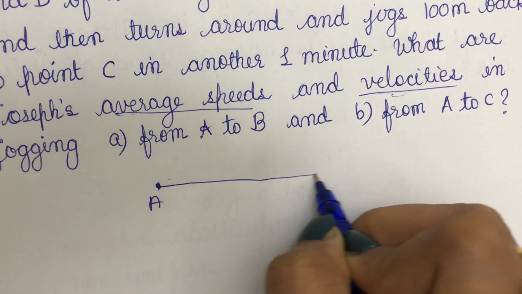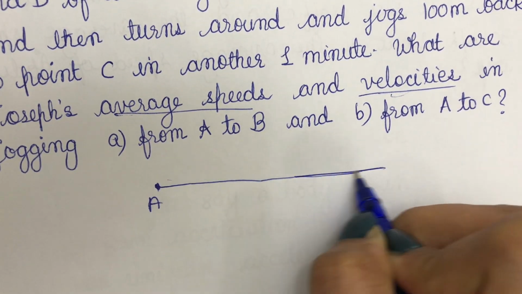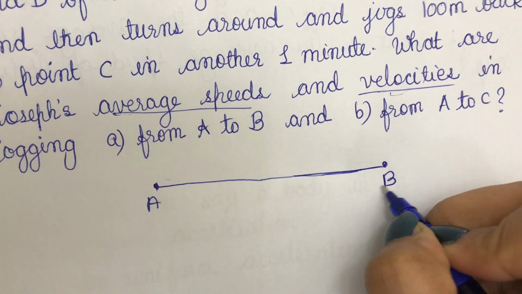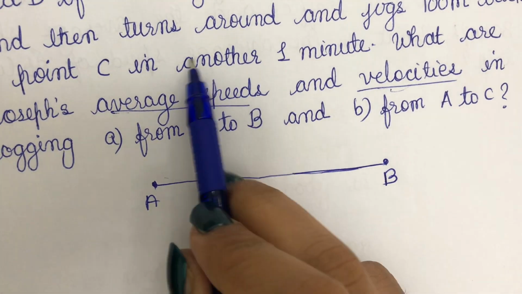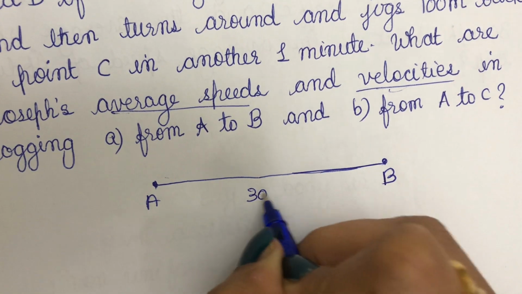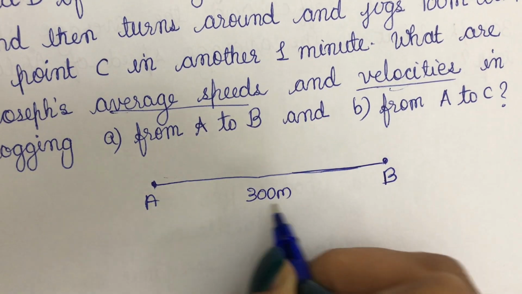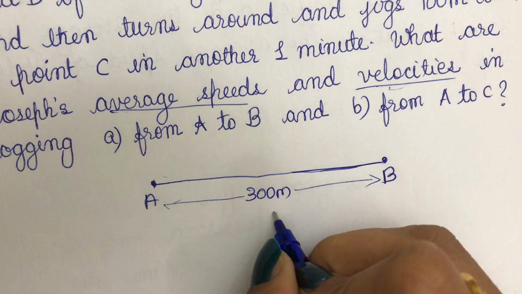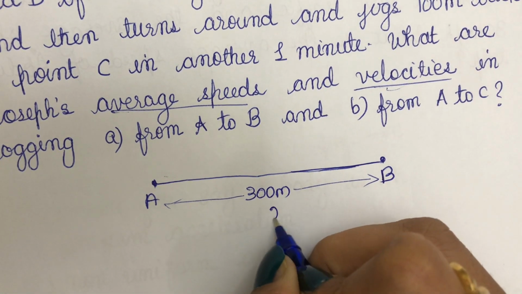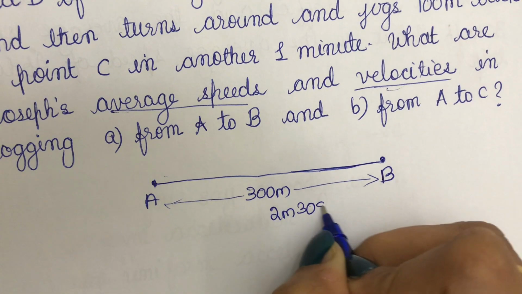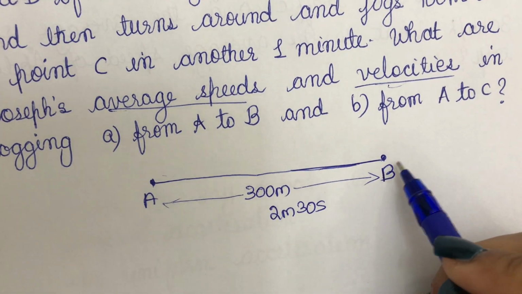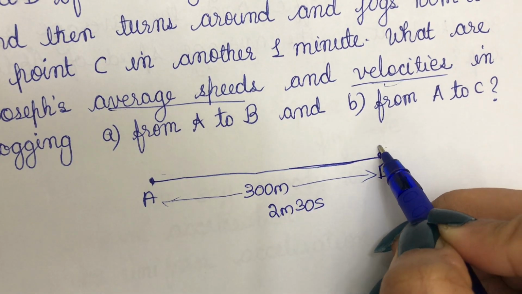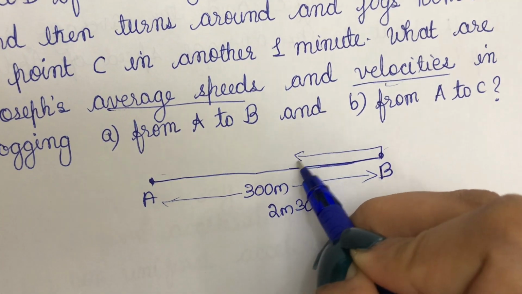From one end A, on a straight road, to the other end B, of a 300 meter road. So A to B is 300 meter. In what time? 2 minutes 30 seconds. Okay, and then he turns around and jogs 100 meter back.